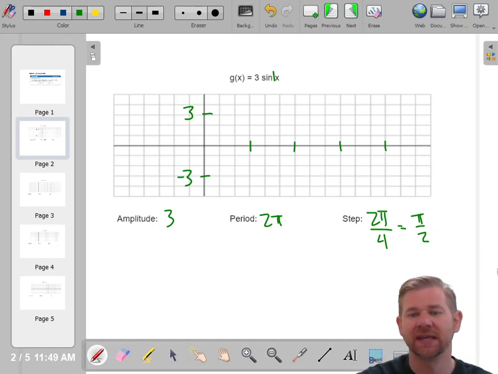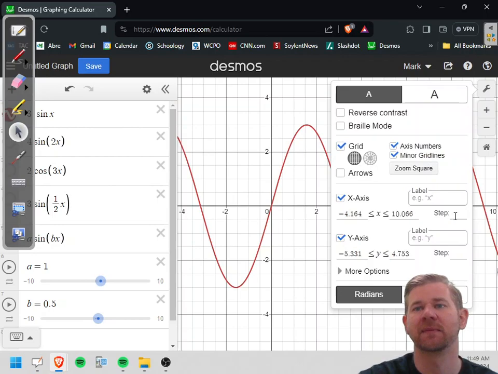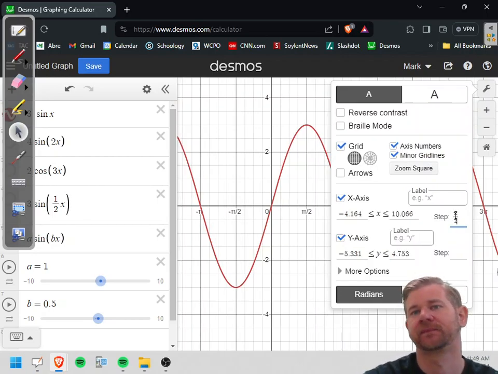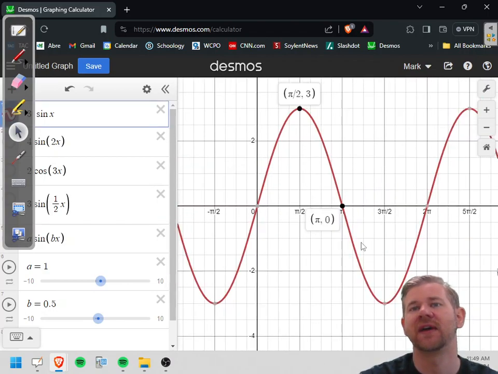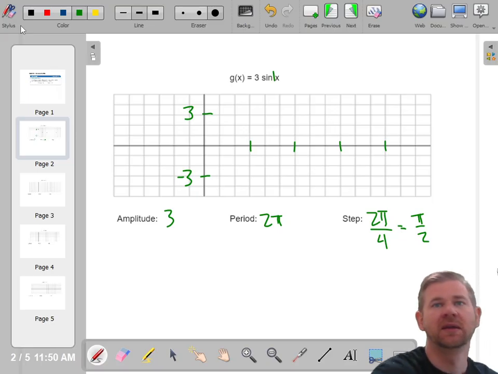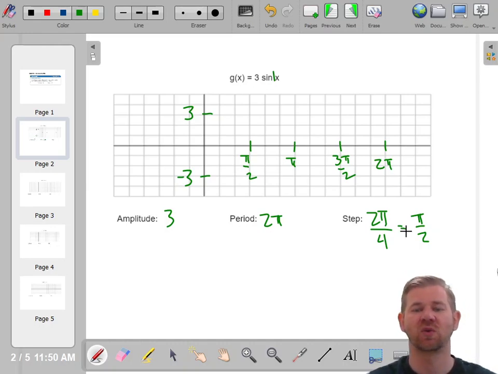So pi over 2 is my step, and I'm going to go to Desmos, and I'm going to click this wrench right here, and when I go to step, I'm going to type pi over 2. Okay? And notice what that does on the x-axis. Now it labels it for me. So when I want to find these values, it's got it labeled on the x-axis. The first tick mark that I'm going to put is at pi over 2, then pi, 3 pi over 2, and 2 pi. So pi over 2, pi, 3 pi over 2, 2 pi. You might remember those are the quadrant angles. Those are the x and y axes, and that's because there was no period change.